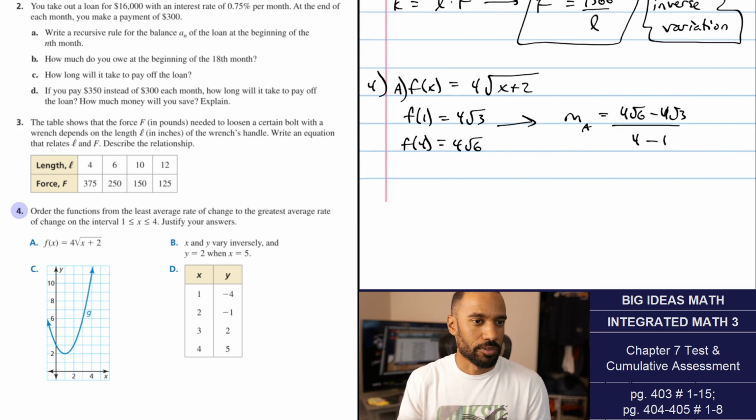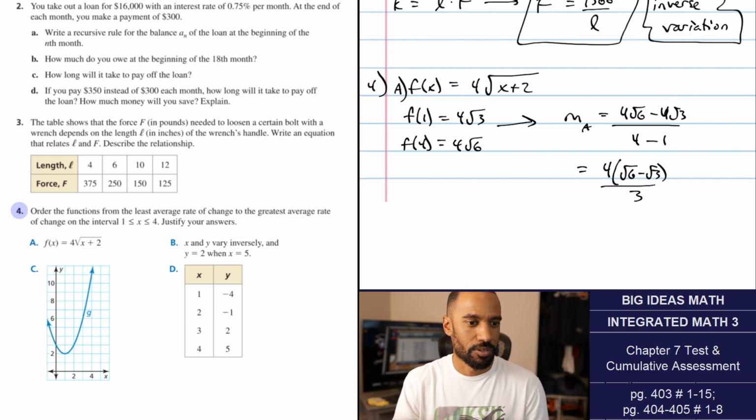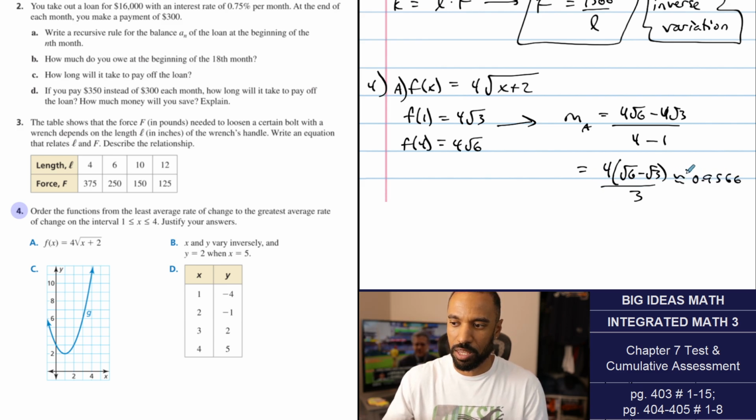So, I don't know. Let's see what that is. You can factor out a 4 if you wanted to. It's 4 times root 6 minus root 3 all over 3. Let's figure out what that is. I don't know what it is. Hold on. 4 times root 6 minus root 3 all over 3. The average rate of change here is around 0.9566.